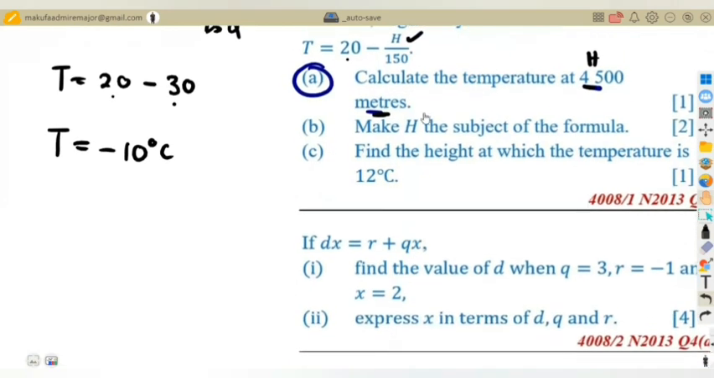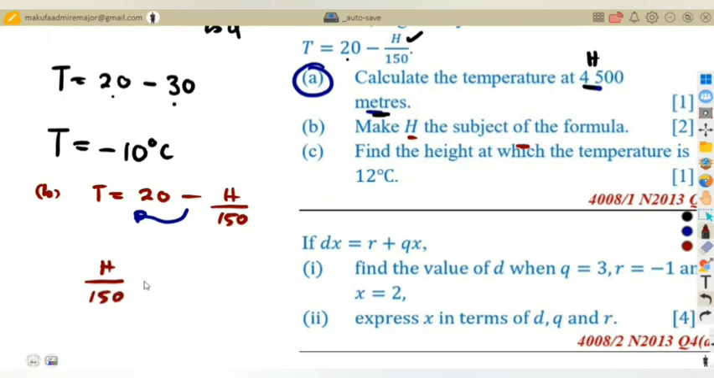All right, then on the other part, make H the subject of the formula, given that T is equal to 20 minus H over 150. And you're asked to make H the subject. What can we do here? We only have H here. So this one is a normal part. We can just transpose this to the other side. It becomes a positive. So it's going to be H over 150 is equal to, we transpose T to this side, it becomes a negative. So it's going to be 20 minus T.